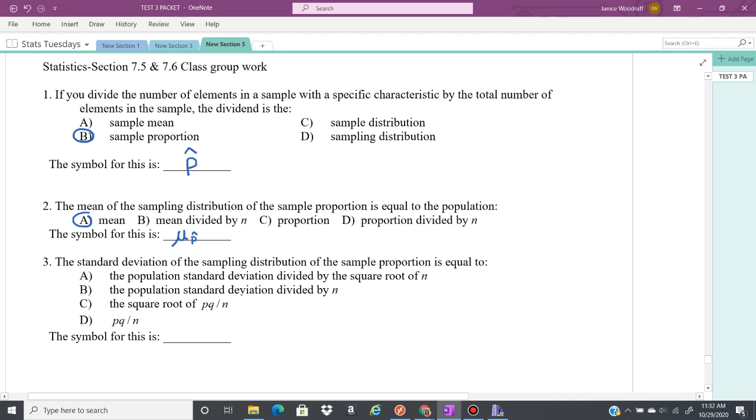And then number 3, the standard deviation of the sampling distribution of the sample proportion is the square root of PQ over N. So square root of PQ over N, and that is the standard deviation of p hat.